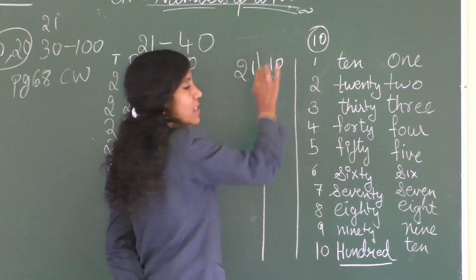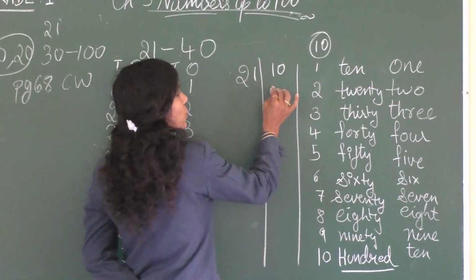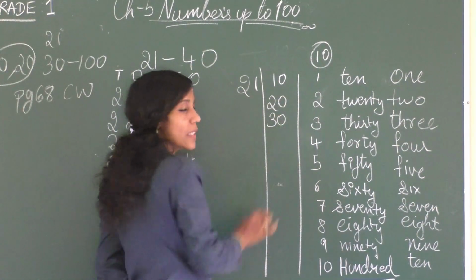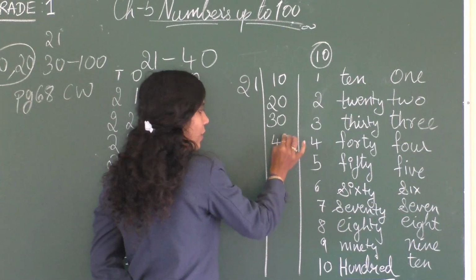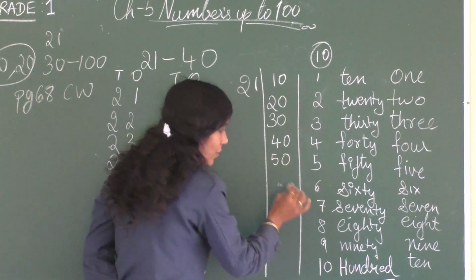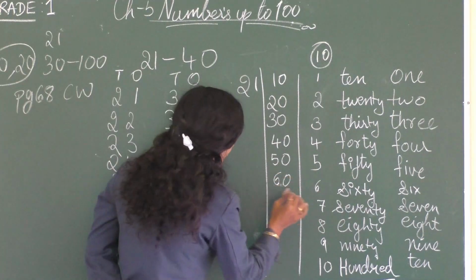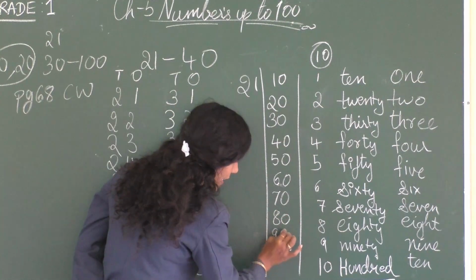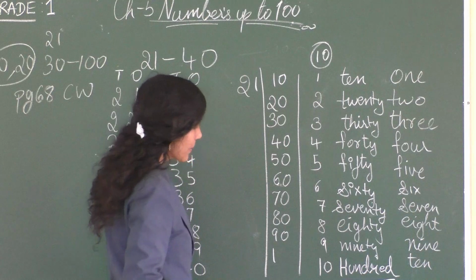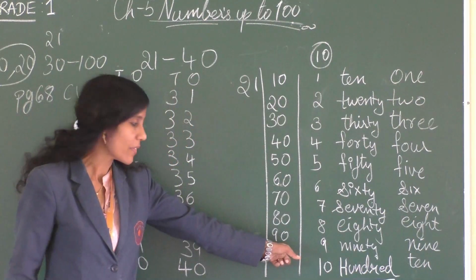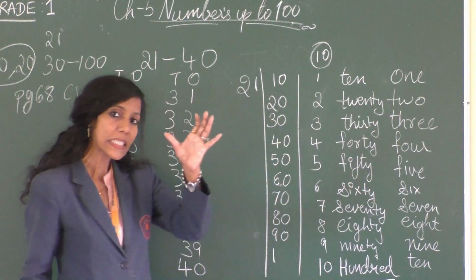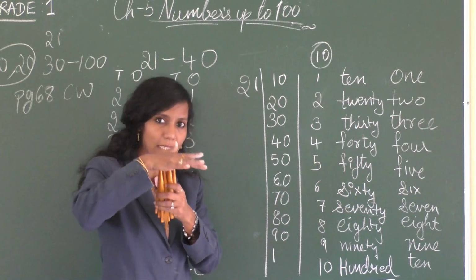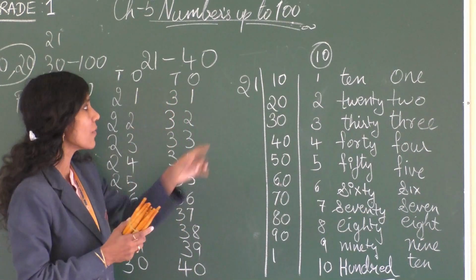We write 10 as 1, 0; 20 as 2, 0; 30, 3, 0; 40, 4, 0; 50, 5, 0; 60, 6, 0; 70, 7, 0; 80, 8, 0; 90, 9, 0; and 100 will be here. What I told you in the previous class was that when the 10th one gets inside, it becomes one bundle of tens.